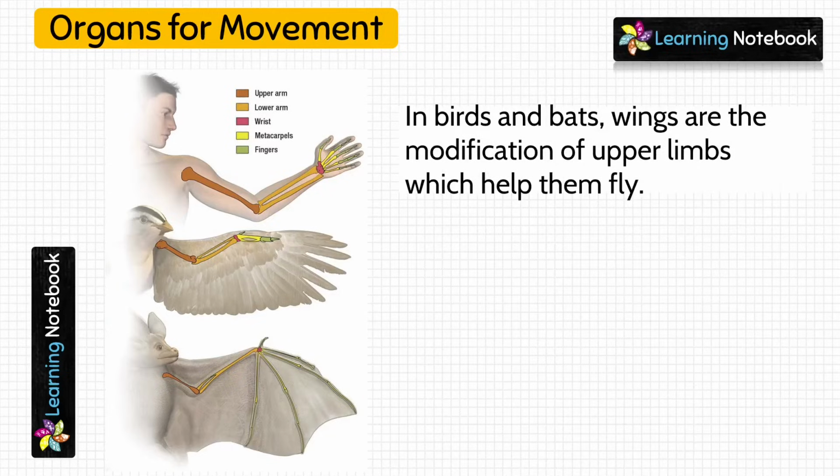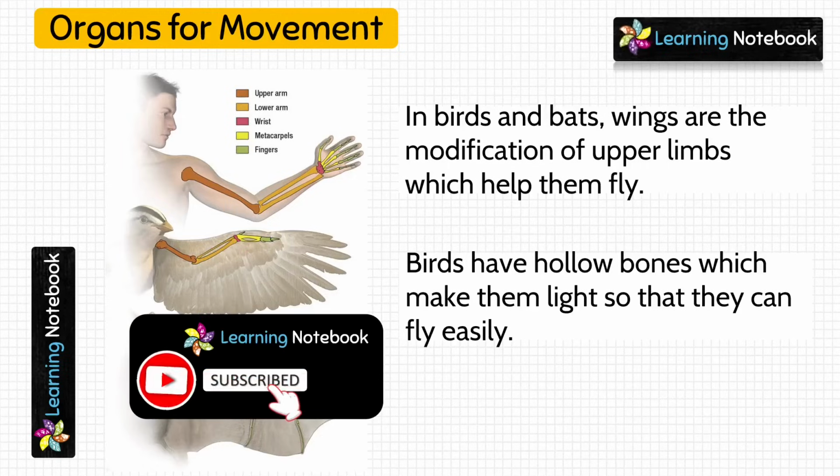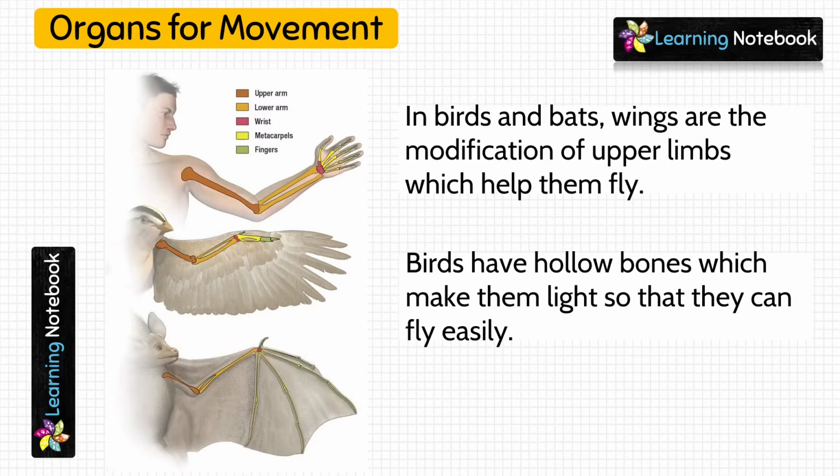Students, in birds and bats, there are a few adaptations which help them in their movement. For example, in birds and bats, wings are the modification of upper limbs which help them to fly. Also, birds have hollow bones which make them light so that they can fly easily. So these are a few adaptations in birds which help them in their movement.